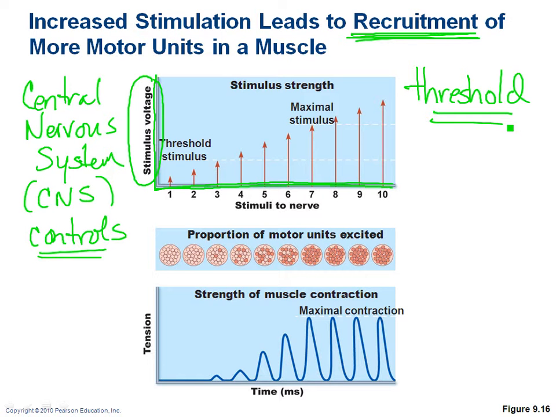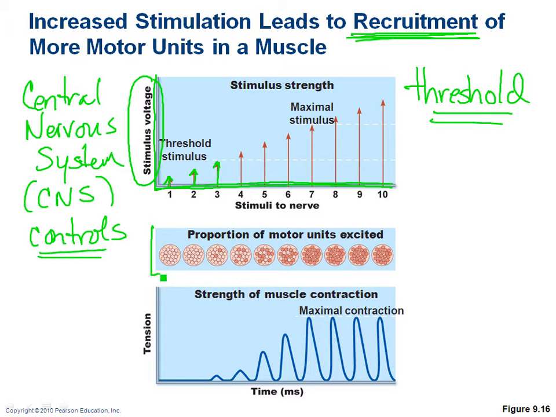Okay, so the central nervous system stimulating motor neurons, trying to trigger them to reach threshold so they'll generate their action potentials. These little arrows you see here are stimuli coming from the central nervous system being applied to motor neurons. Notice in the first 2 stimuli, there's not enough stimulation for any of the motor units within this particular skeletal muscle to be recruited to contract.